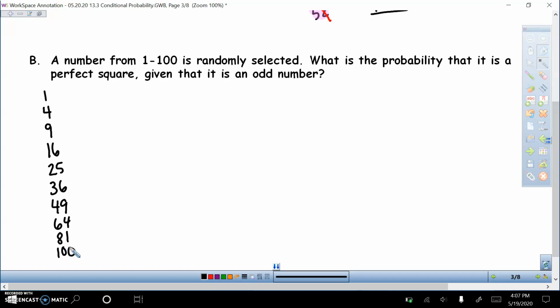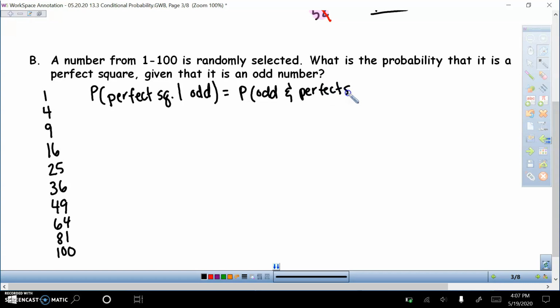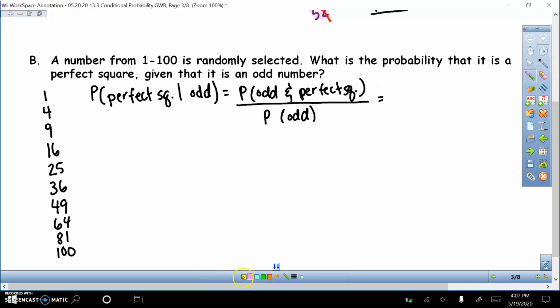All right, perfect. So now when we think about the probability that that number is a perfect square, I'm just going to write SQ for square. Given that it's odd, if I use my formula, I'll have the probability of it being odd and a perfect square, divided by the probability of it being odd, which again, this word and means I'm going to find the probability that it's an odd number between 1 and 100.